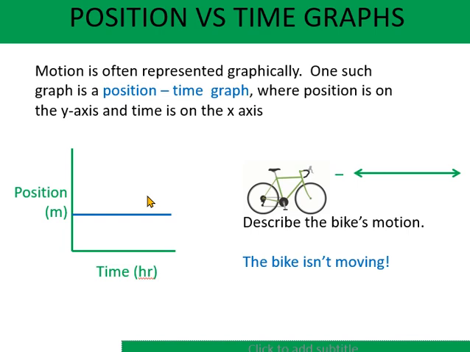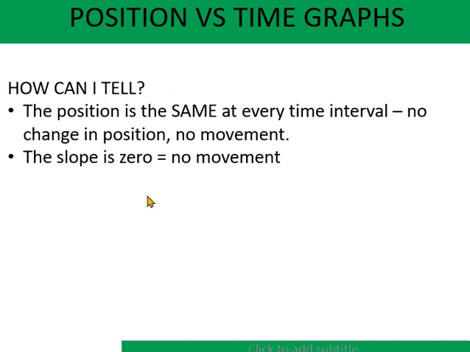What if we see a graph where the position is not changing? If the position is not changing, we don't move. So the bike is not moving. The position is the same at every time interval. No change, no movement. And the slope is 0. It also means no movement. Is this clear?